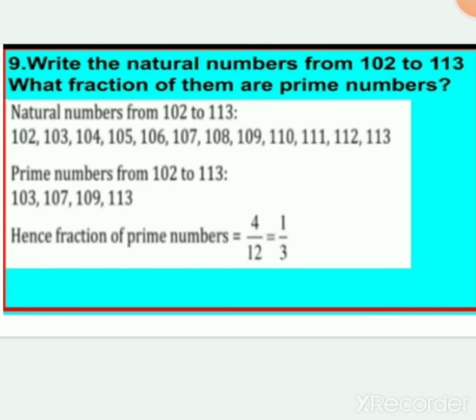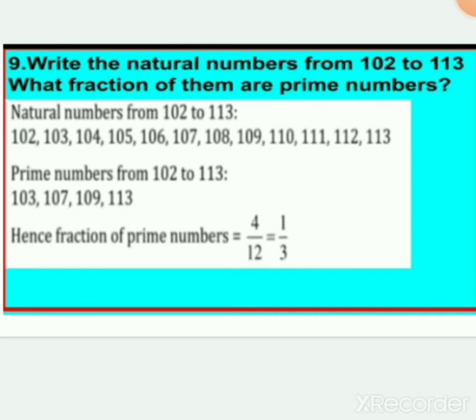Write the natural numbers from 102 to 113. What fraction of them are prime? So we will take numbers from 102 to 113. Okay, and the prime numbers will be the prime numbers from 102 to 113.